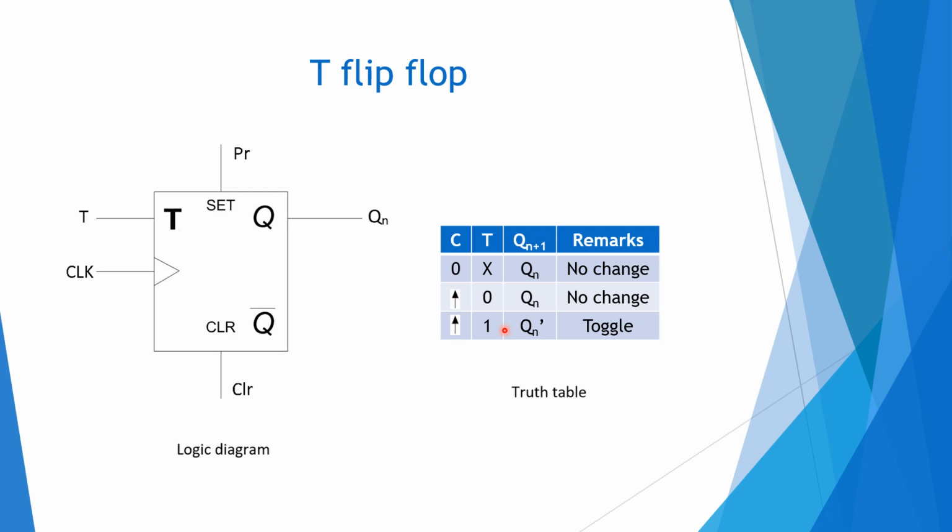That is the inverted state of Qn. Suppose Qn equals 0, the output will be 1. If Qn equals 1, the output will be 0. So it is shown in the truth table here. We can understand that.